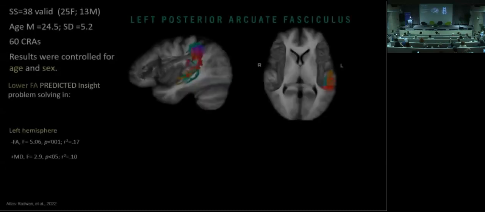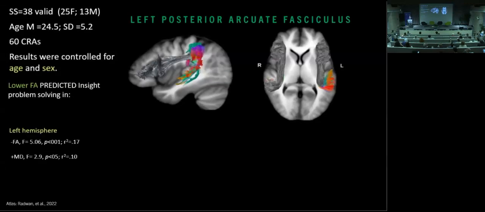So I pointed that out there. That's why in our study, all of the results that I'm going to show you are basically controlled for sex and, of course, age. We administered 6 compound remote associates to our sample. And here are the results. We do find that insight was predicted by lower fractional anisotropy, like the first line of research that I showed you in the former slide, over the left posterior arcuate fasciculus. You can see it there.